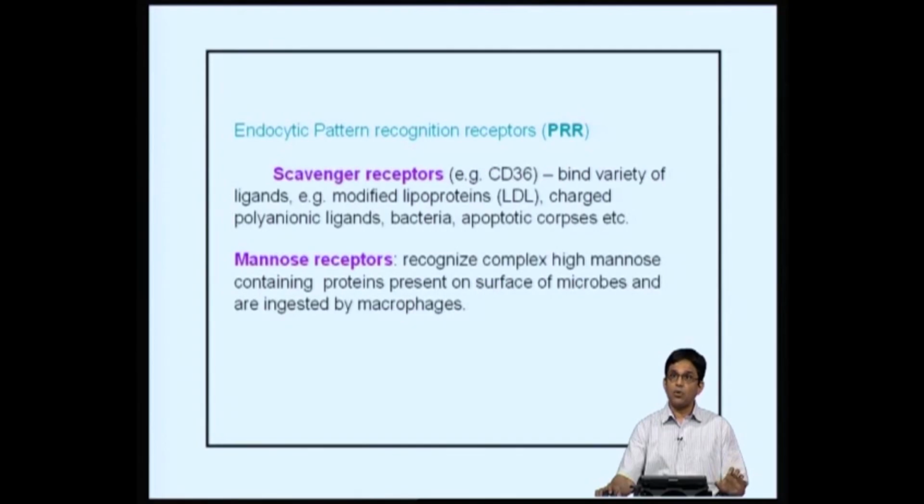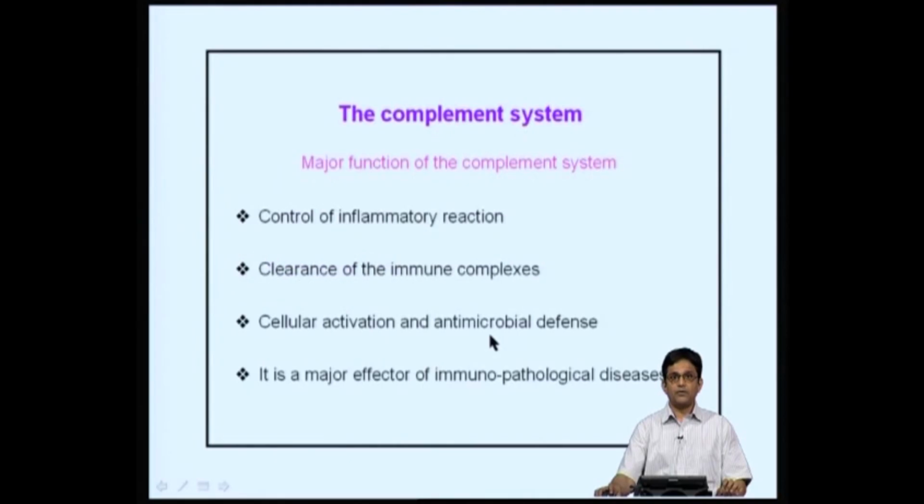And this part is important because, for example, when there is increased cell death, you want to remove the dead cells, and scavenger receptors may be playing an important role in these sorts of processes. There are also mannose receptors that are present on macrophages, and these recognize high mannose containing proteins which are present on the surface of microbes and which are then ingested by the macrophages.